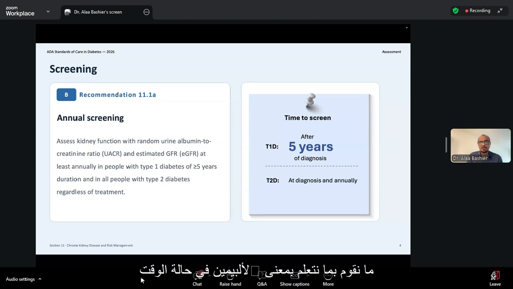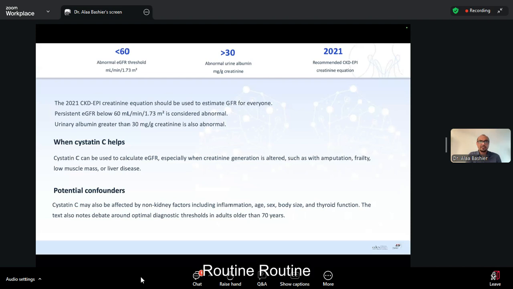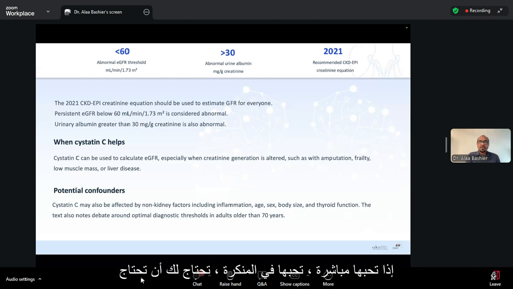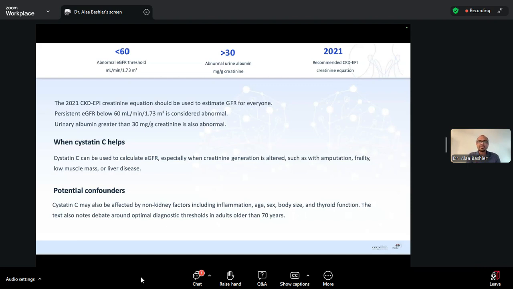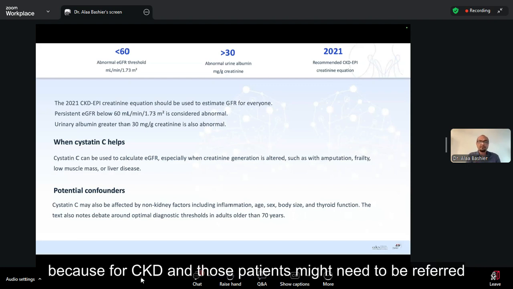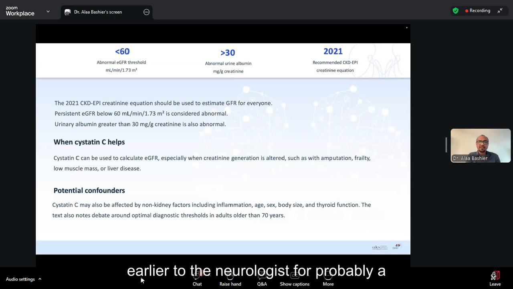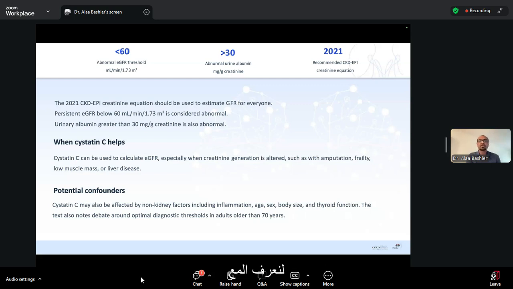What we added as well: when we monitor albumin creatinine ratio, the UAE guideline recommends at the same time doing a urine routine. If you have a positive urinary albumin creatinine ratio, you need to look at the urine routine for any active sediment, whether presence of casts or RBCs that might indicate a non-diabetic cause for CKD, and those patients might need to be referred earlier to the nephrologist for probably a kidney biopsy or further investigations to know the underlying cause.